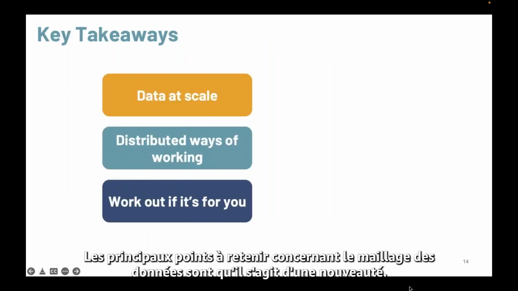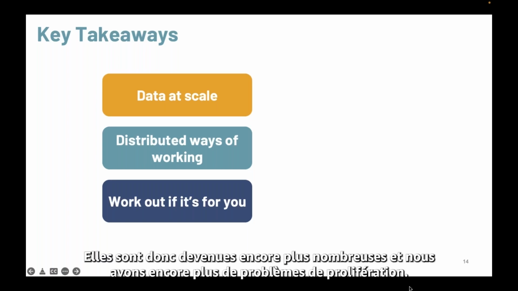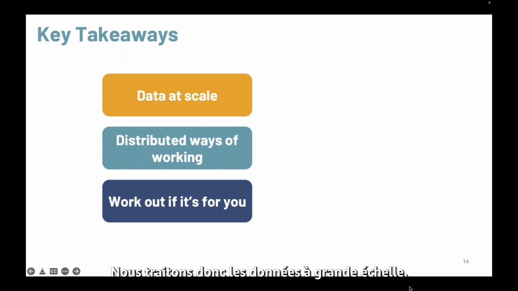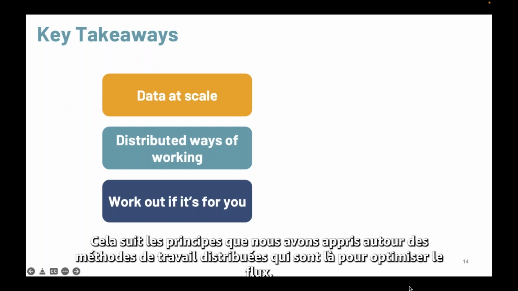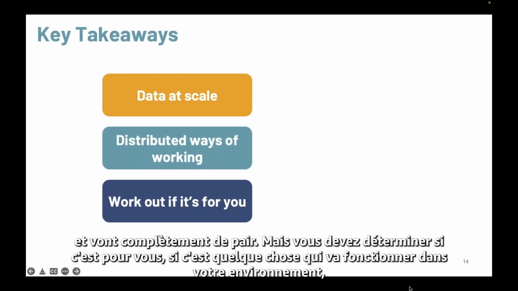So the key takeaways around data mesh: it is a new thing. It's trying to deal with data at the scale it is now. So it's got even bigger and we've got even more issues around proliferation. So we're dealing with data at scale. It follows the principles that we've been learning around distributed ways of working, which are there to optimize flow. And we have distributed architectural patterns that support these distributed ways of working. They go completely hand in hand.